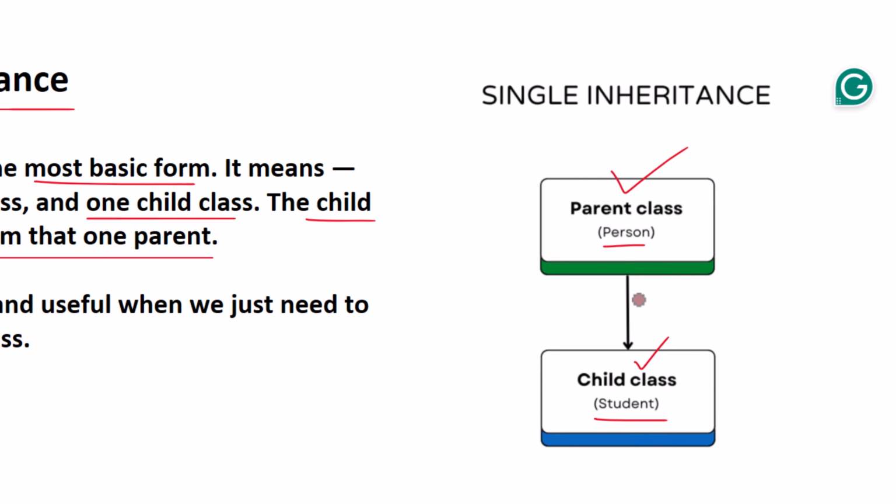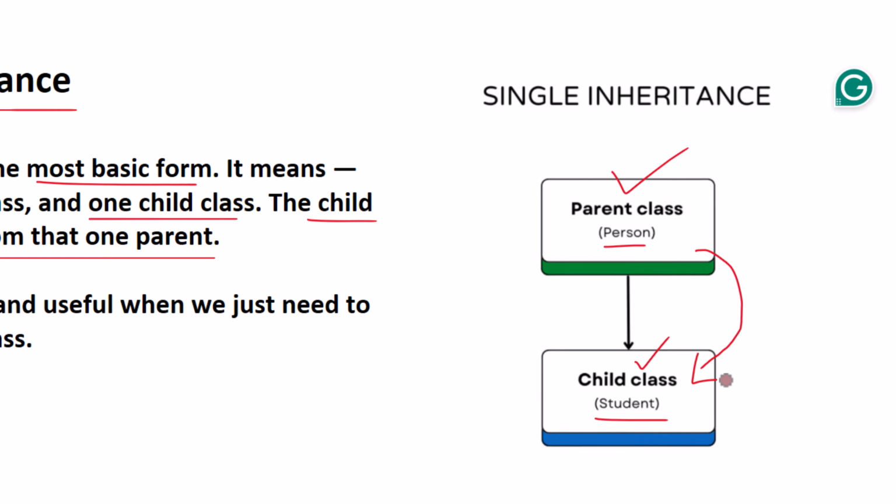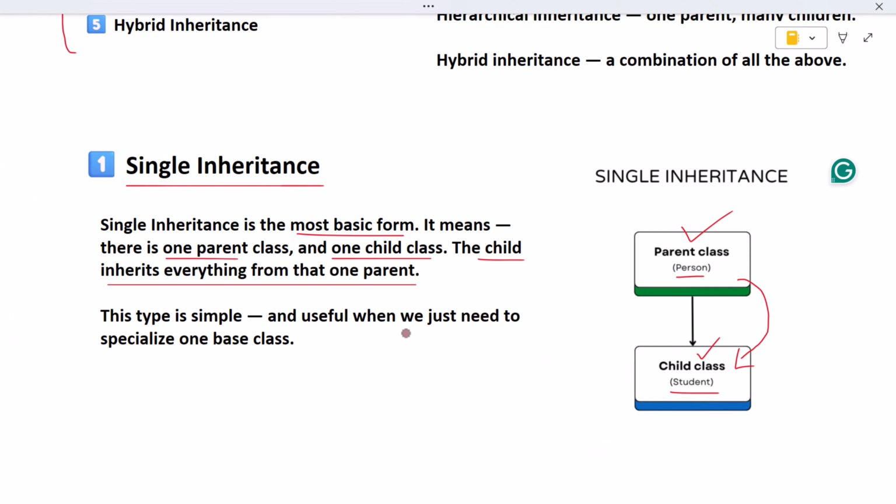The student class inherits all the behavior like name, age or display method from the person class. The child class can either use those inherited methods as is or override them and add new features. This type is simple and useful when we just need to specialize one base class.